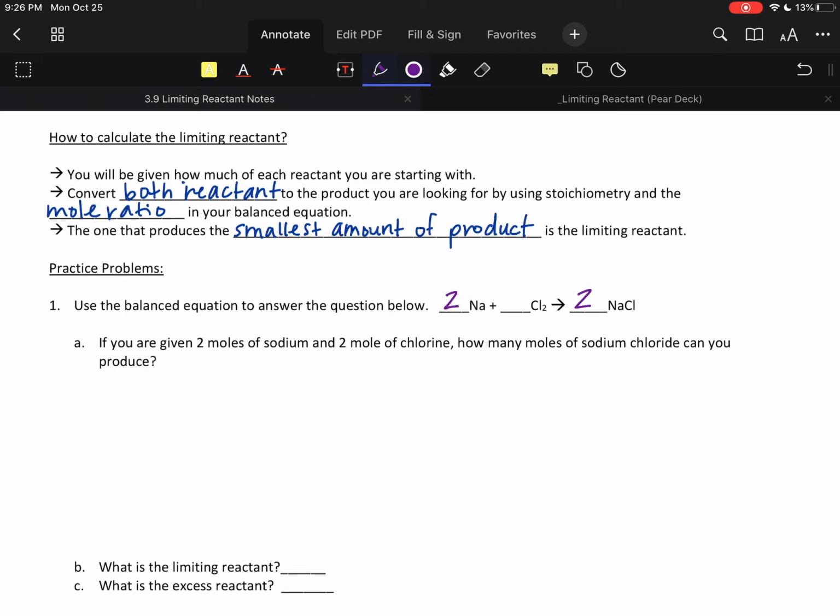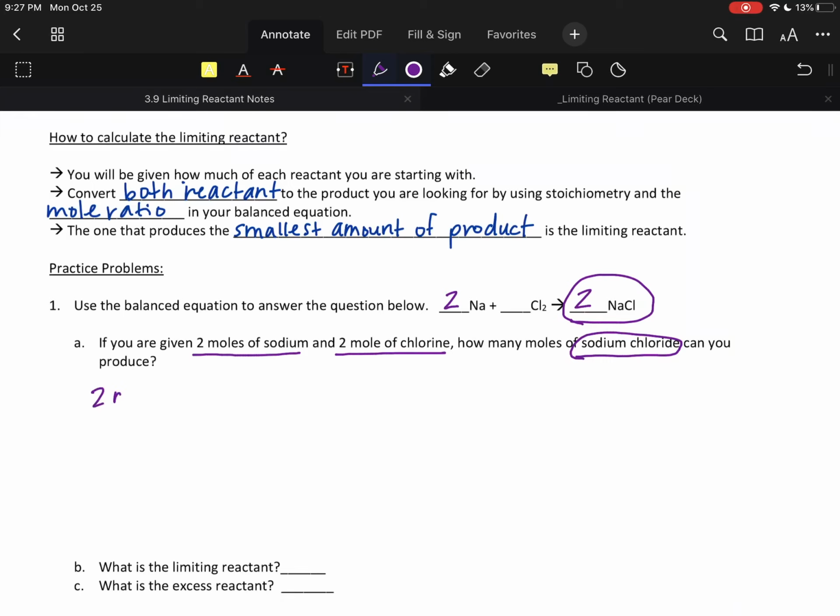So now, okay, I have a problem. I'm given 2 moles of sodium, 2 moles of chlorine, and I want to know how many moles of sodium chloride I can produce. Okay, so again, I always like to circle what I'm looking for. That just helps keep my eye on track of where I'm going, right? So I'm just going to take my 2 reactants and solve them separately. I'm going to do the same thing.